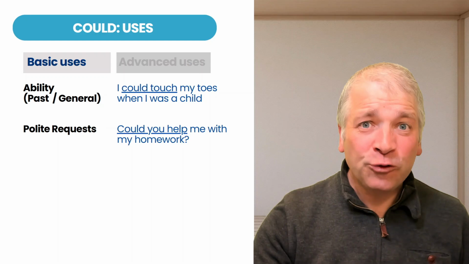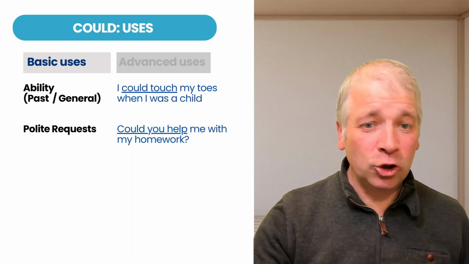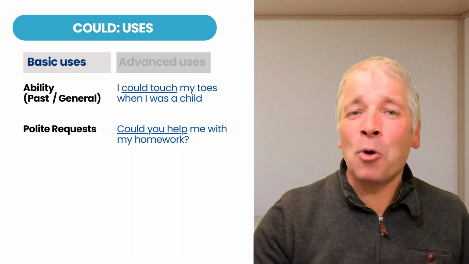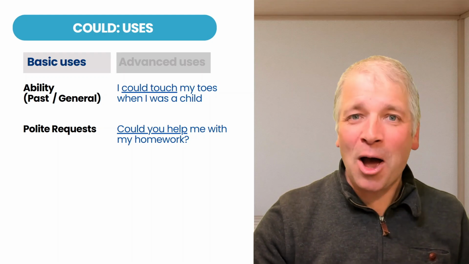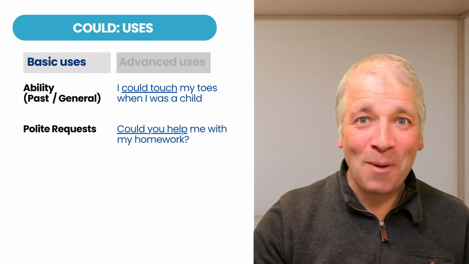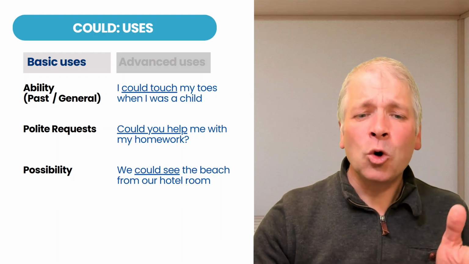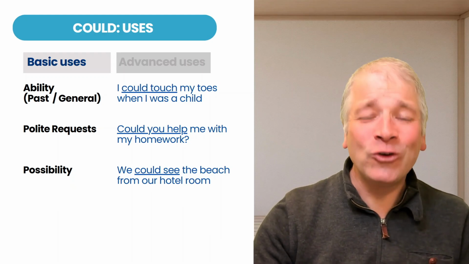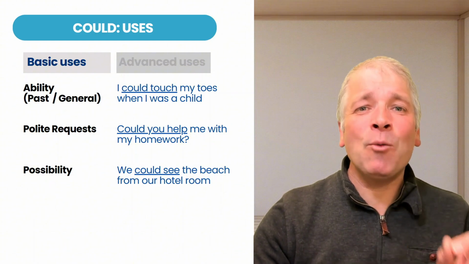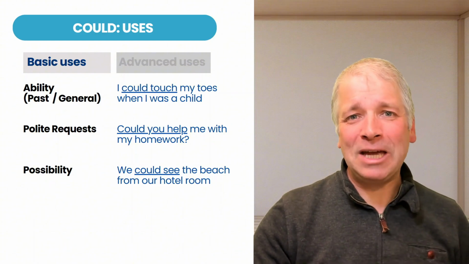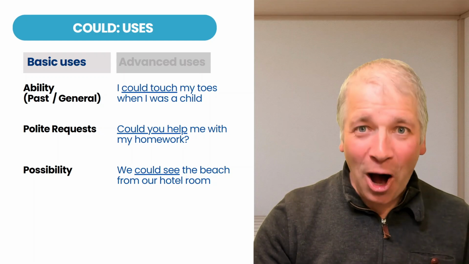We can also use could for polite requests. Could you help me with my homework? It's more polite than saying, help me with my homework, or I want help with my homework. Possibility comes through could. We could see the beach from our hotel room. That means it was possible to see the beach. Again, it's in the past.